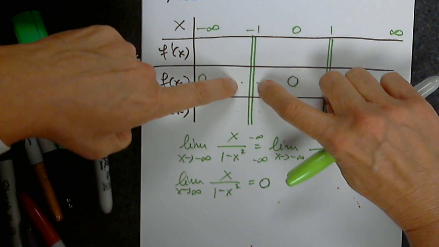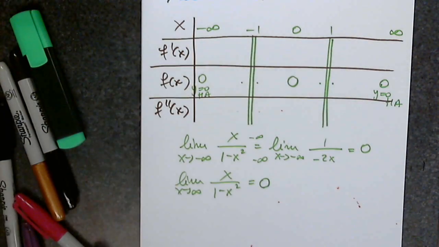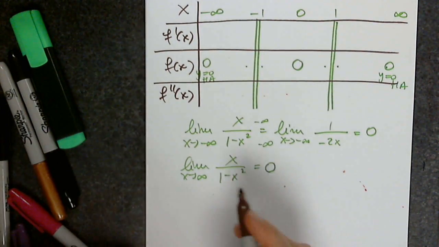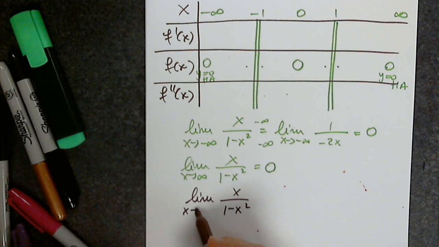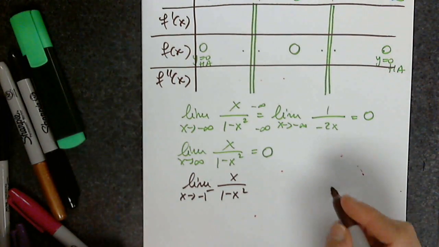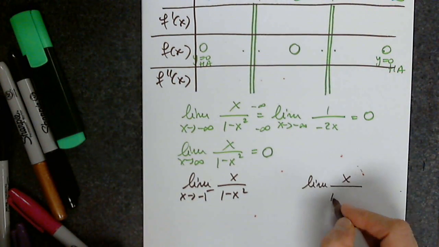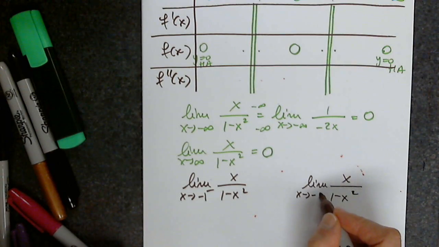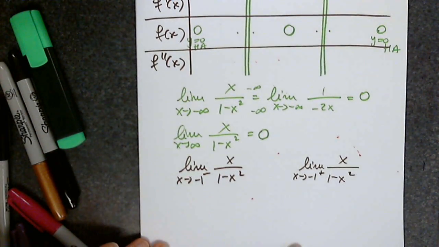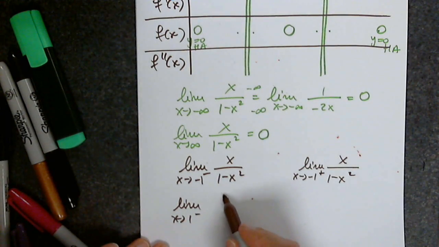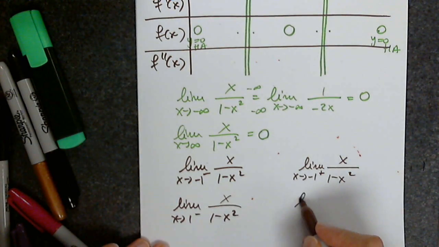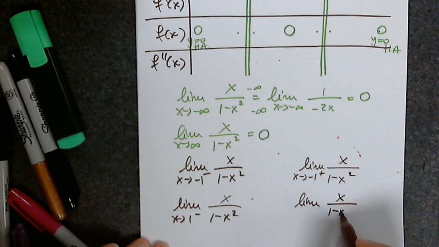Now I need these two and these two. Limit of x over 1 minus x squared as x approaches -1 from the left. Limit of x over 1 minus x squared as x approaches -1 from the right. Limit as x approaches 1 from the left. And limit as x approaches 1 from the right.